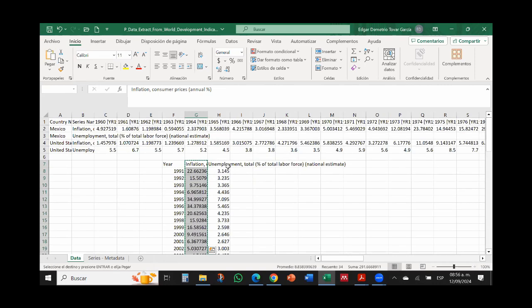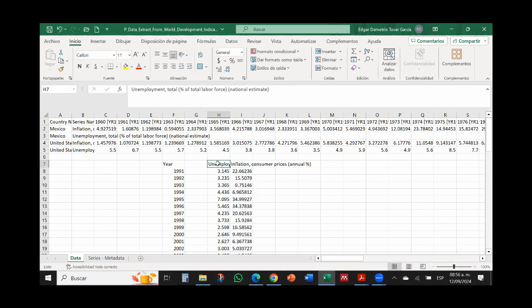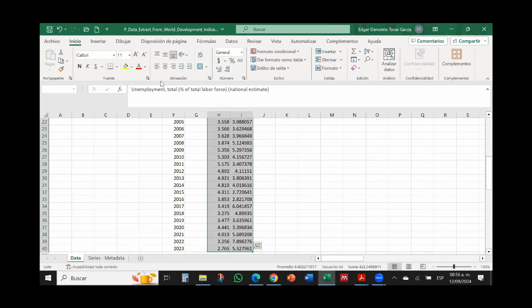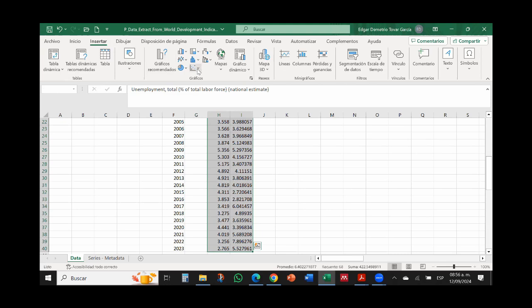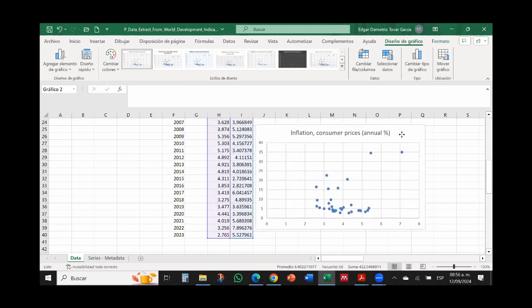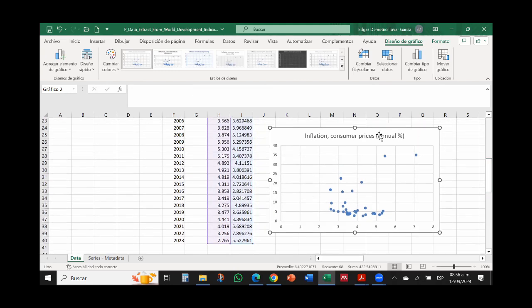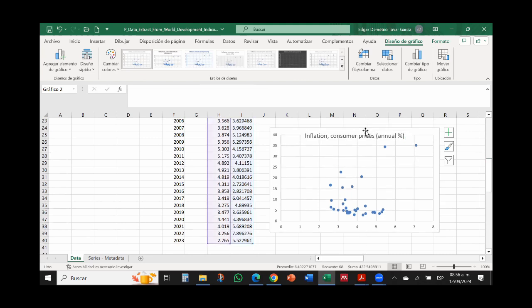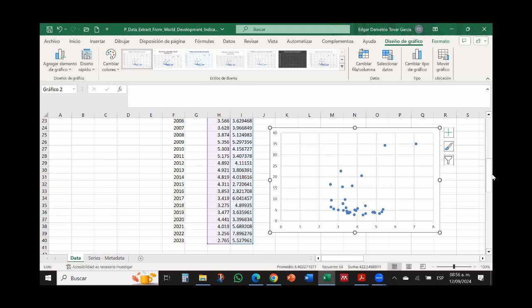So let me copy and paste this here and here. And now I have unemployment here and I have inflation here. And now I can go to the insert tab, and insert my graph here. And now you can start editing this. I will not spend time editing this graph. But now for sure, guys, you can see that in this graph we have inflation on the vertical axis and unemployment here on the horizontal axis.